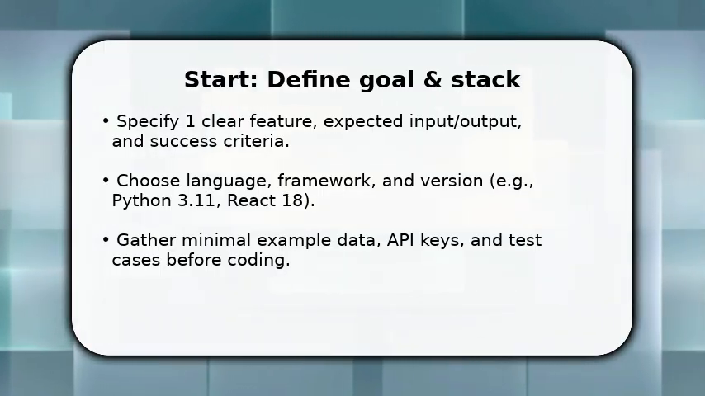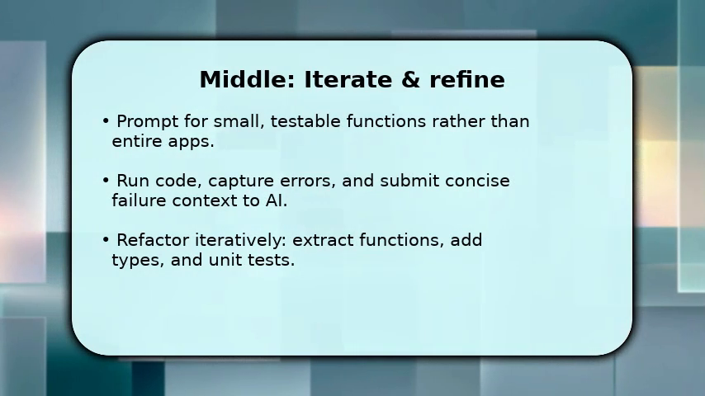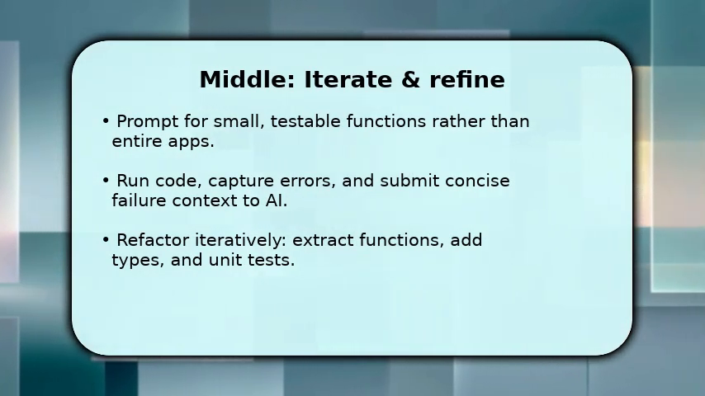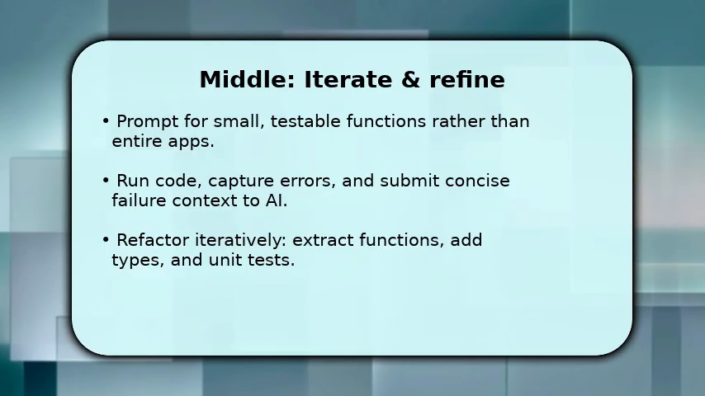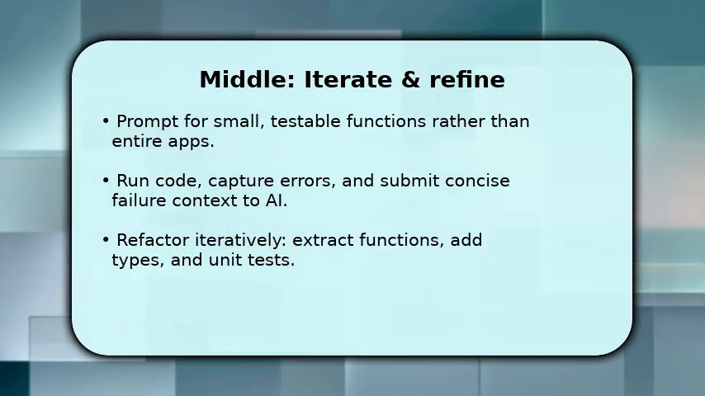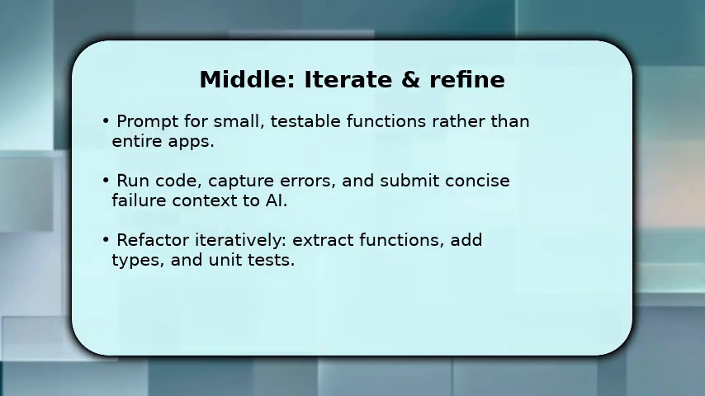Now you're ready to generate the first snippet. You should ask the AI for one function at a time and explain edge cases. This keeps outputs verifiable. Run the snippet immediately, then copy any error messages and failing test output back into the next prompt. That feedback loop is how you converge.